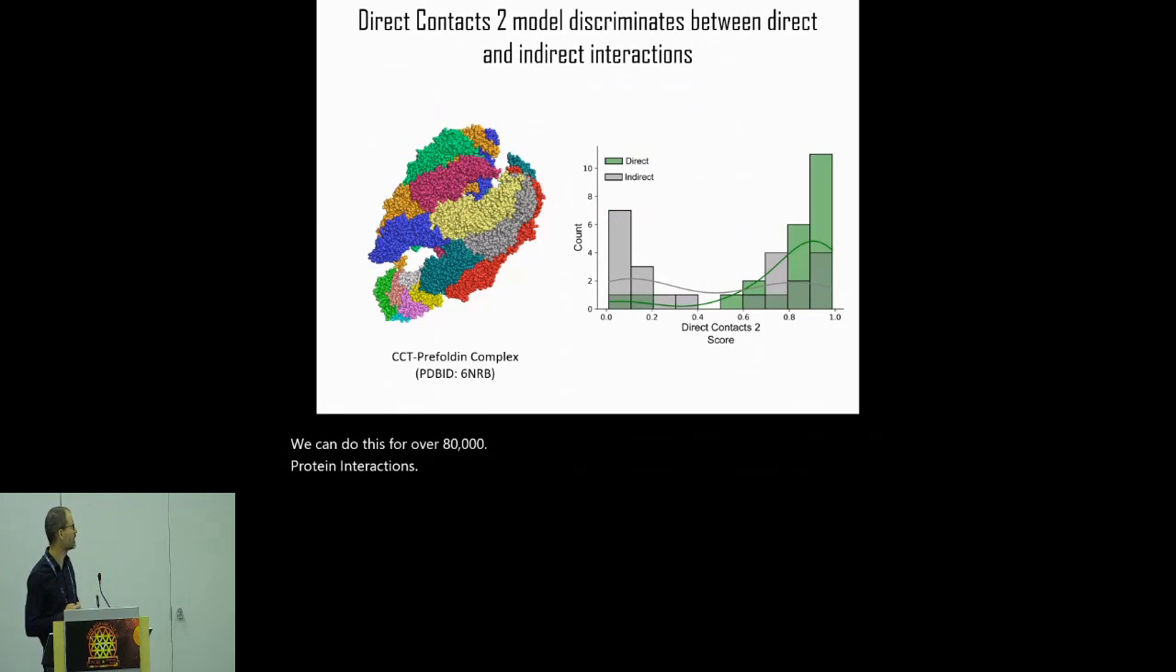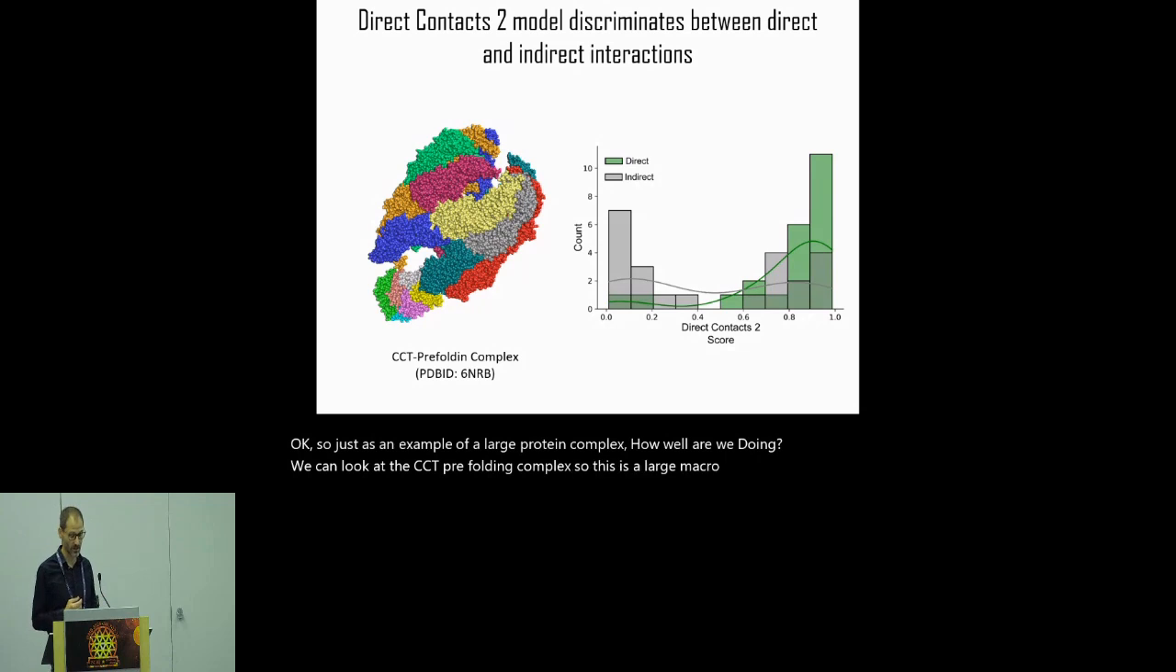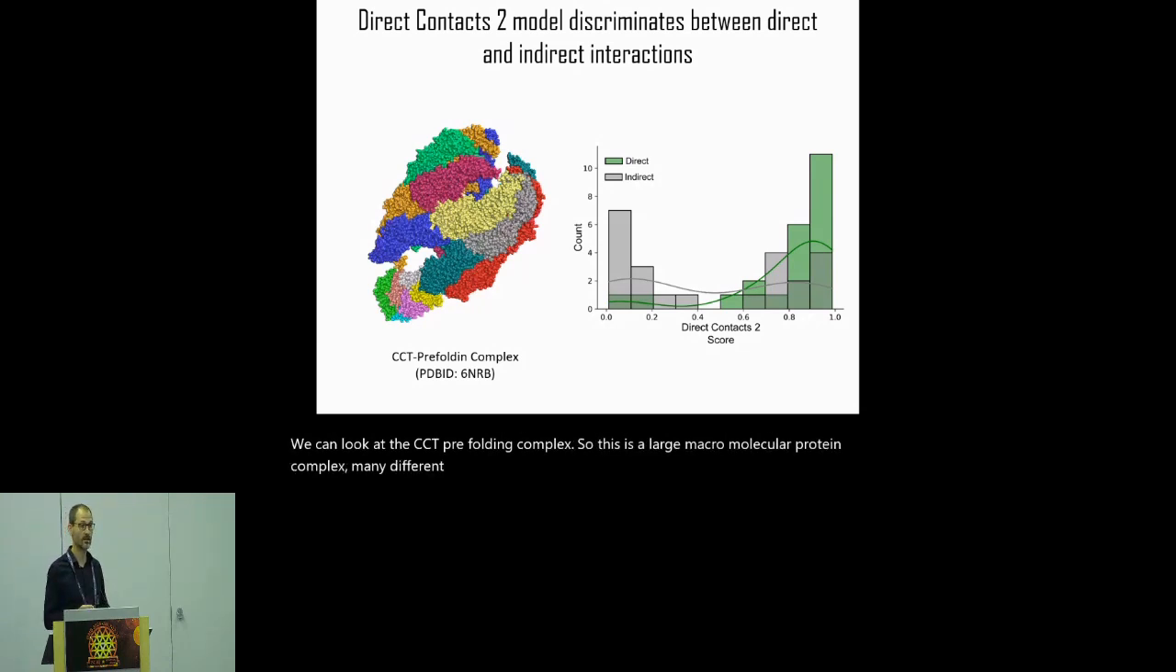Okay, so just as an example of a large protein complex, how well are we doing? We can look at the CCT prefolding complex. So this is a large macromolecular protein complex, with many different subunits. Many of them are directly interacting, but also many of them are indirectly interacting. So how well are we actually discriminating between these two? And so on the right here we have the direct contact score, where 1 is very confident, 0 is less confident. And we actually see fairly good discrimination between our direct and indirect interactions here. So in green are directs, and gray is our indirect interactions.